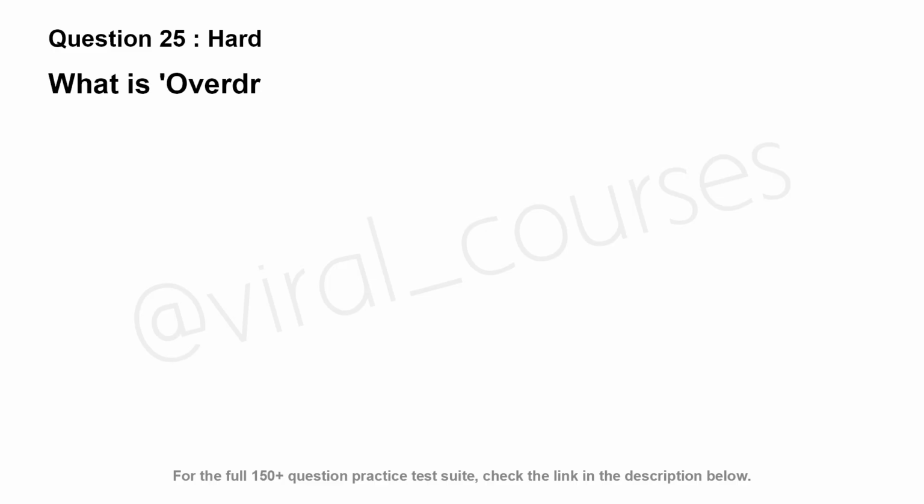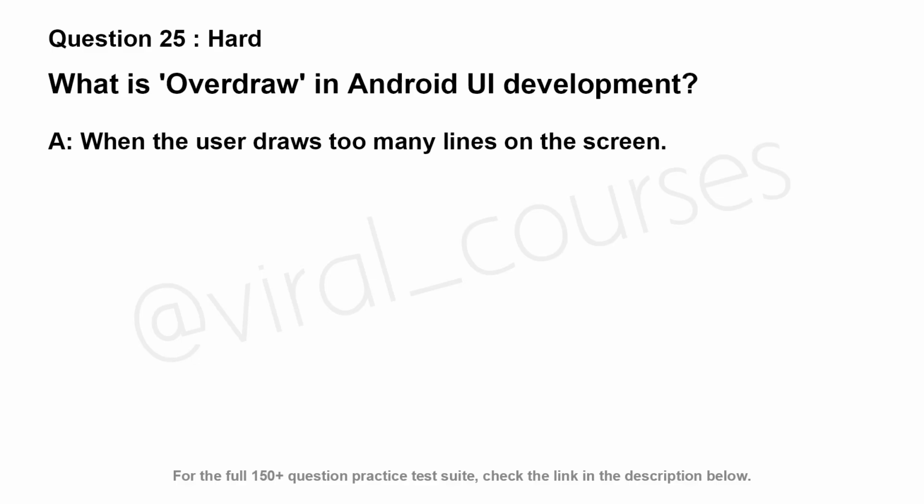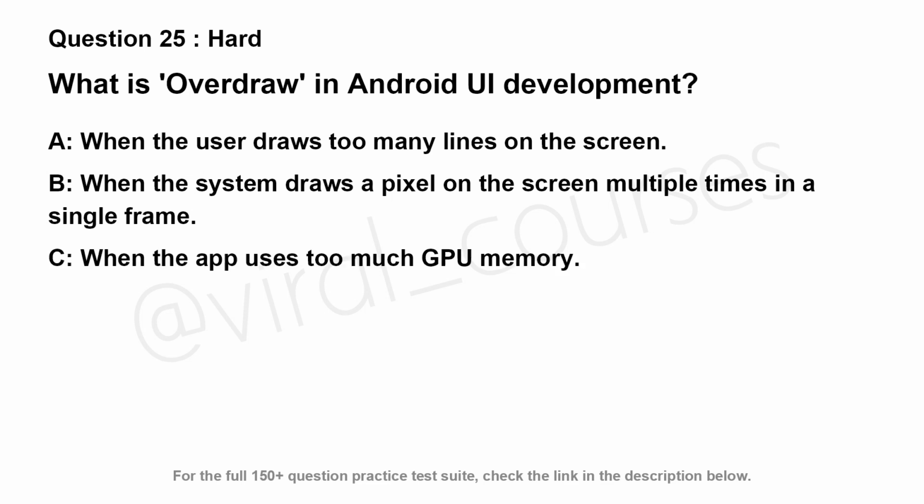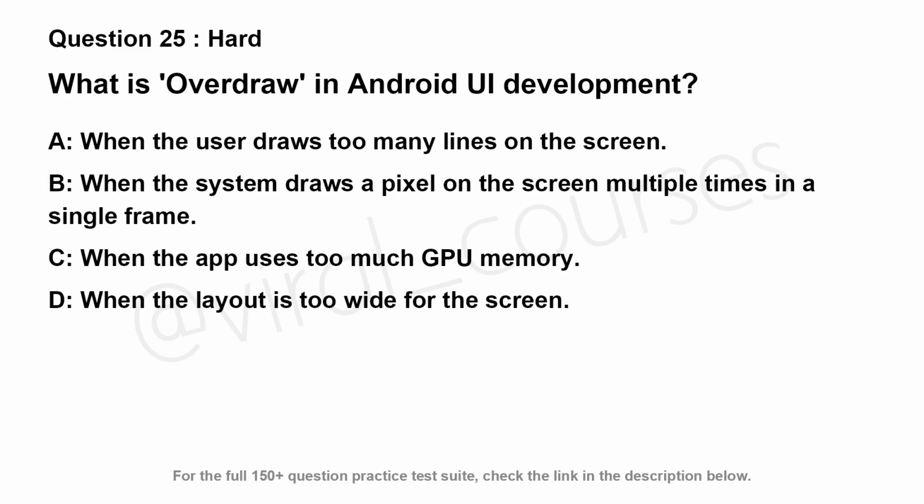What is overdraw in Android UI development? Option A. When the user draws too many lines on the screen. Option B. When the system draws a pixel on the screen multiple times in a single frame. Option C. When the app uses too much GPU memory. Option D. When the layout is too wide for the screen.